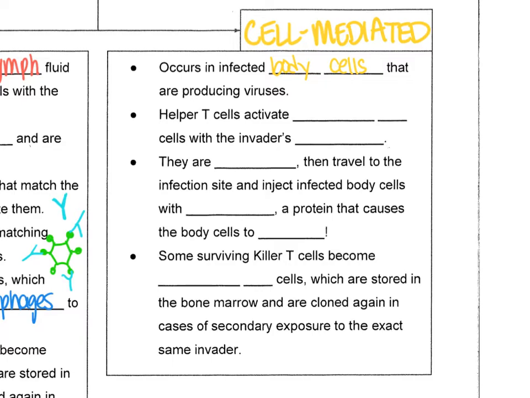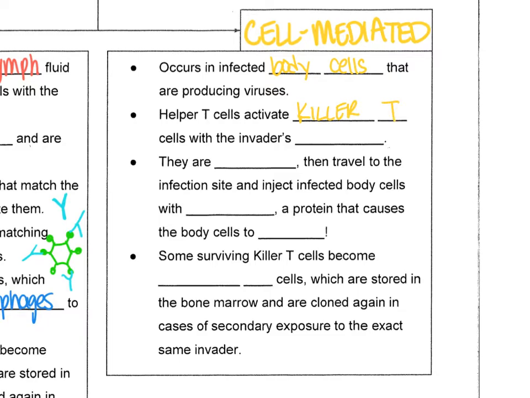So your body, at the same time that they're fighting off in the blood, you need to destroy the cells in your body that are producing more and more viruses. So cell-mediated response is basically destroying your cells that have been turned into virus replication zombies. So these helper T cells will activate cells that are called killer T cells.